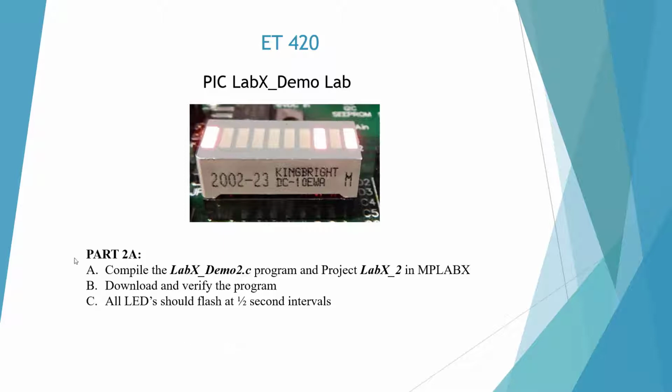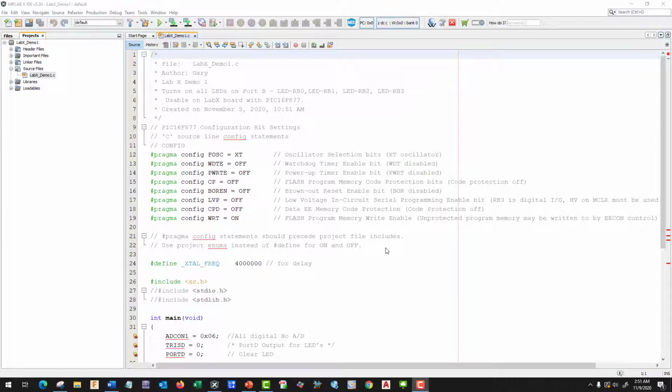And the next one, we need to create a new project and download our LabX-Demo 2 program. And it should flash all LEDs at half-second intervals. Okay, so let's create a new project and open up our file.